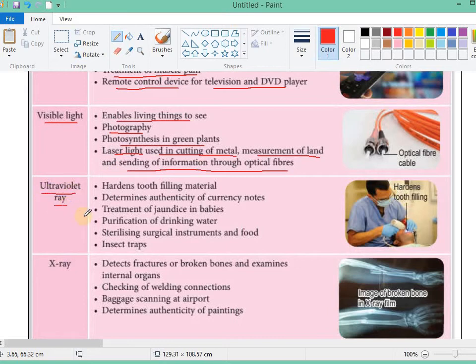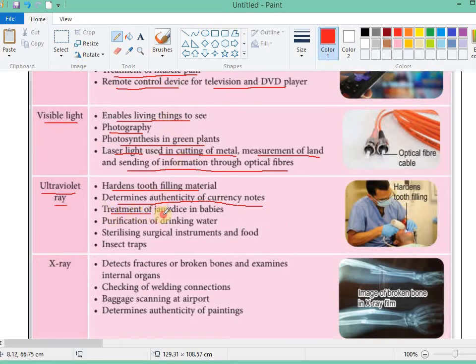Next, ultraviolet ray. We use ultraviolet ray to harden tooth filling material, and determine authenticity of currency note. Okay, you go shopping, you take out a 100 ringgit paper money and give it to the cashier. The cashier looks at your face, feels like you look like a criminal, and doesn't trust you, then takes the money and puts it under the ultraviolet ray, and then sees oh, shiny, so that means the money is real money like that. Okay, that is determine authenticity of currency note.